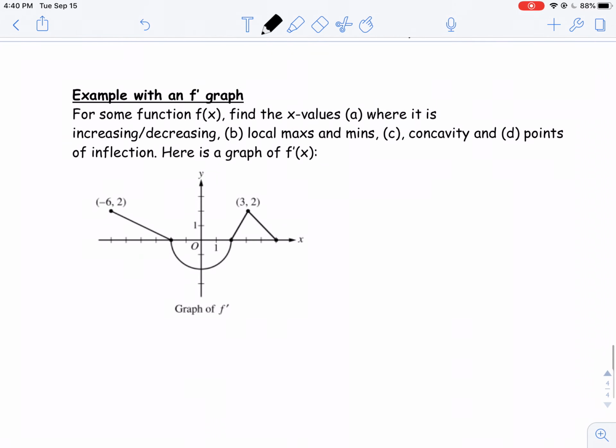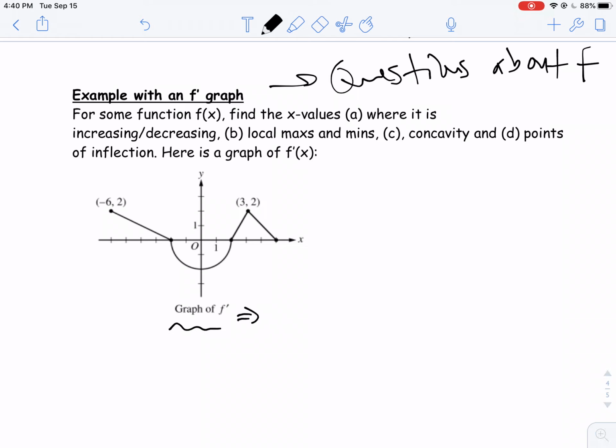Here's the next thing I want to talk about. Here's an example where you have an f prime graph, and this is going to ask questions about f. So this is a type of problem they love to put on the AP test. I can guarantee they'll put it on the AP test this year. And they're going to ask you, where is the function increasing, decreasing, mins, maxes, concavity, points of inflection, based on a graph of f prime.